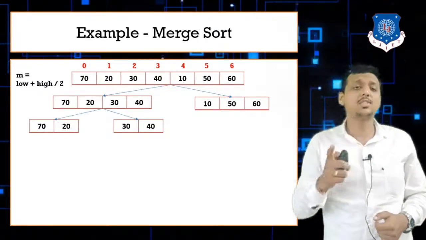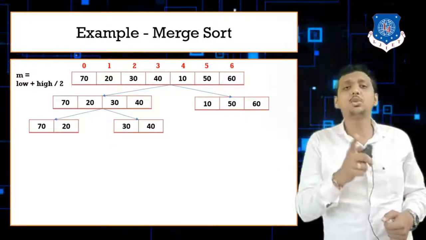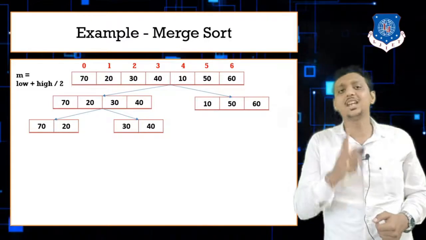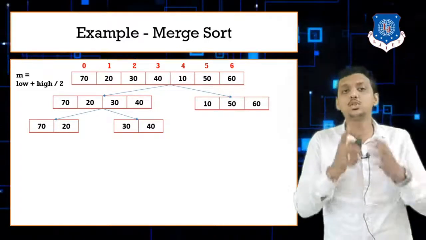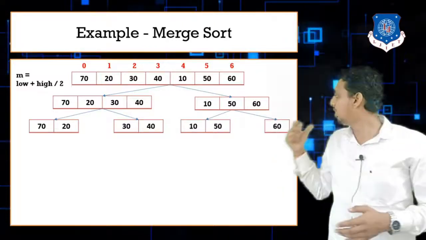Here we have 4, 5, 6. Indexes are 4, 5 and 6. That becomes 4 plus 6 by 2, which is 10, and 10 by 2 becomes 5. So you need to divide from the 5. So 10 and 50 will go on the one side and 60 on the other side.